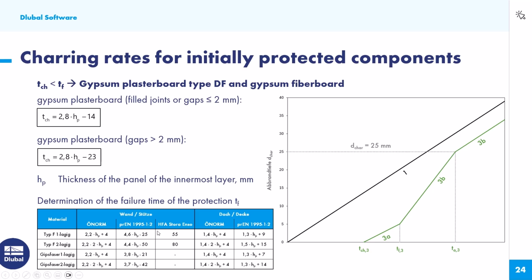Okay, or also have a look at the approval. For example, here at Storenzo, they provide values for 55 minutes, so 20 minutes longer, or more than 20 minutes longer than the other approaches. So this will help you, of course, a lot. But of course, gravity plays an important role, and therefore we have to distinguish between walls and floors.